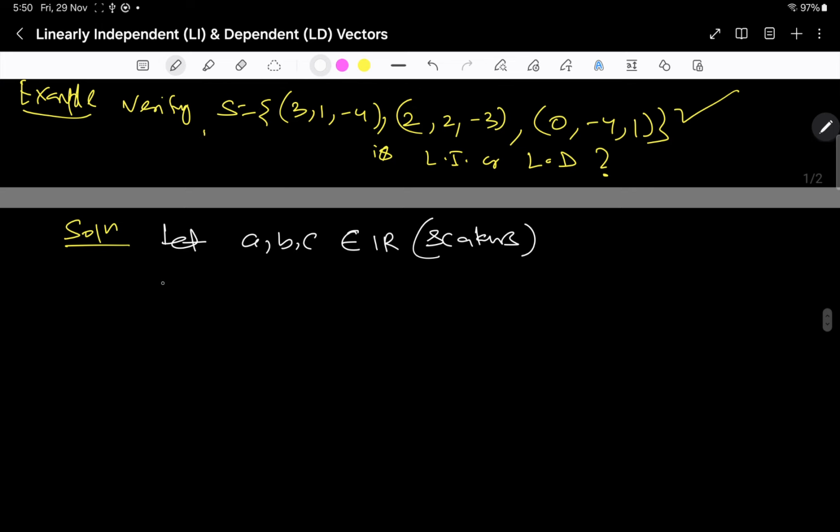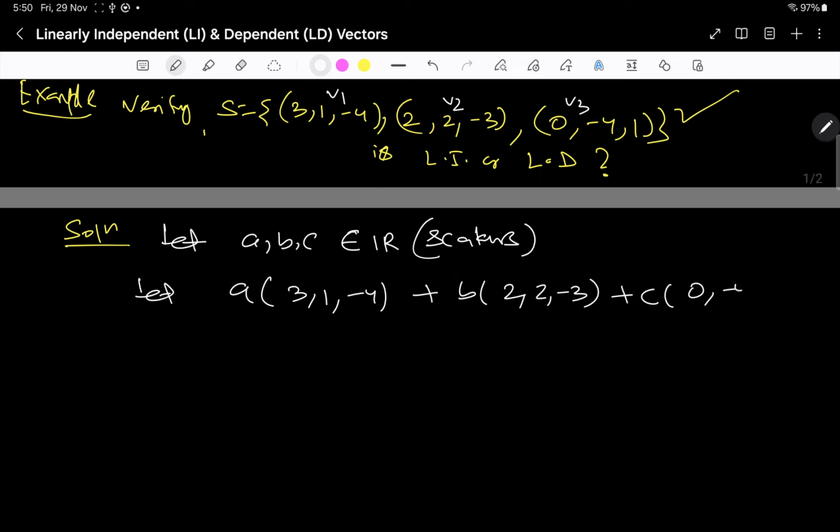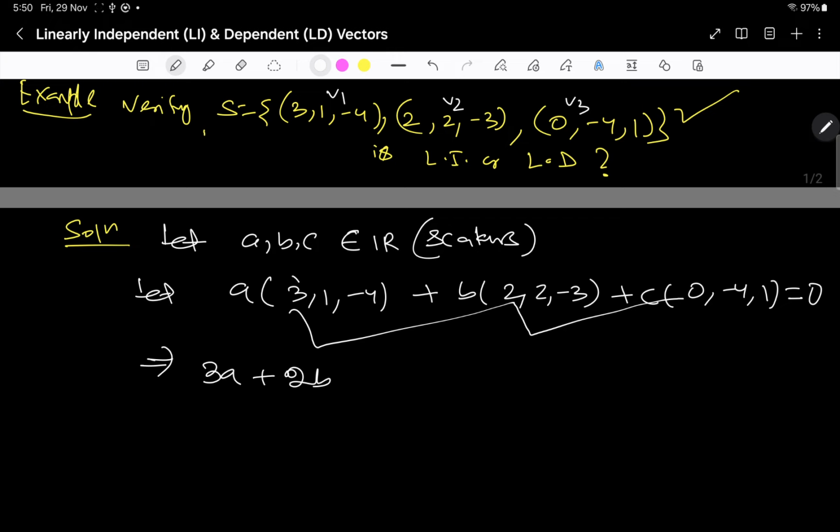Okay. Let A into this is my V1, this is my V2, this is my V3. A into (3, 1, -4) plus B into (2, 2, -3) plus C into (0, -4, 1) is equal to 0, right? So we collect the first component, likewise the second component. So this implies 3A plus 2B plus 0C is equal to 0. I will write it as 0, 0, 0.